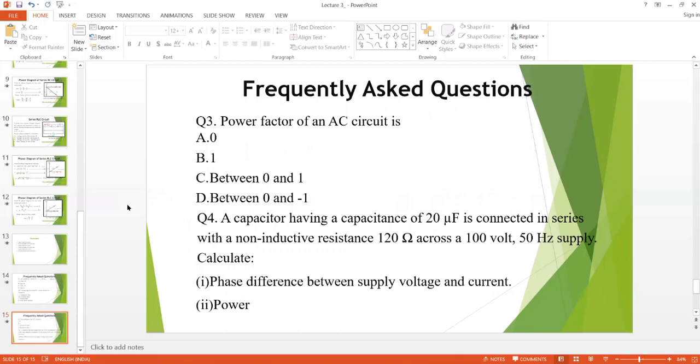This is one question. You can see the capacitor is having capacitance, XC is given, with non-inductive resistance R given. So what kind of circuit is it? RC. Across how many volts? 100 volt, 50 hertz supply. So VM is how much? 100. So you can easily calculate the phase difference and power. Is this clear? I guess everybody is clear.